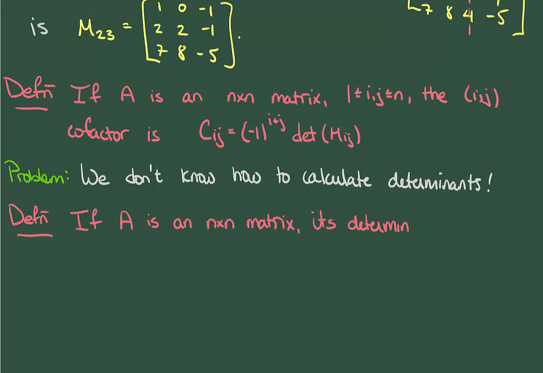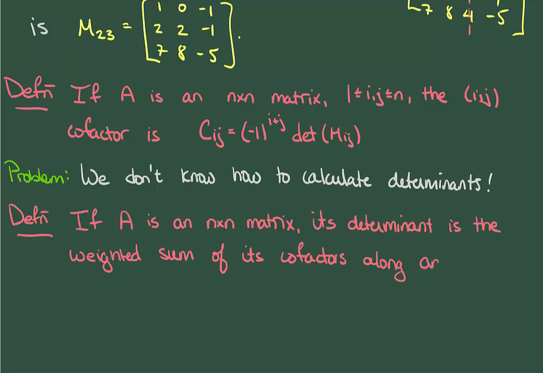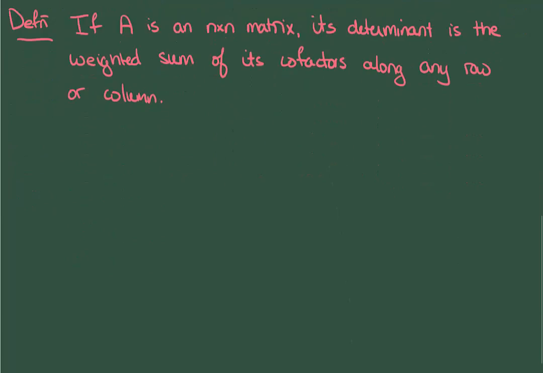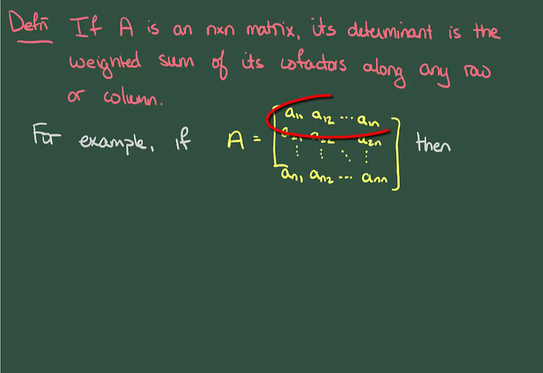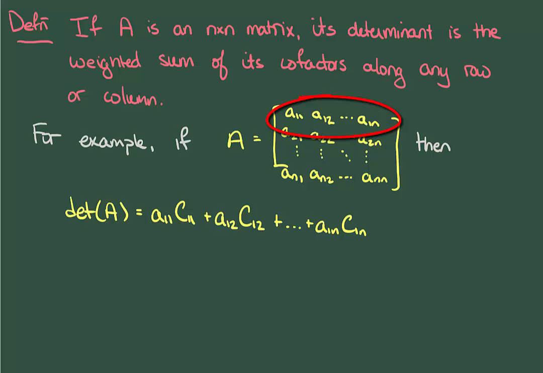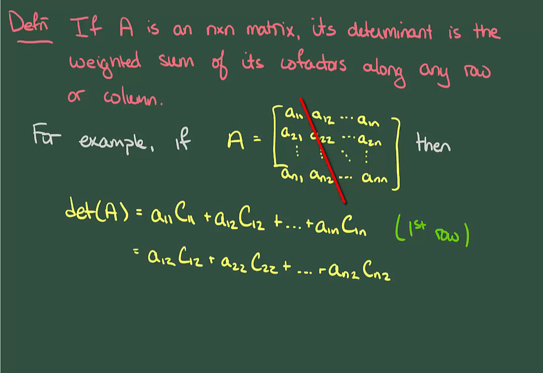If A is an n-by-n matrix, then its determinant is the weighted sum of its cofactors along any row or column. Okay, so let me show you what I mean by this. So suppose we have our big generic matrix like so. Let's say we take a look at the weighted sum over the first row. So we're going to multiply the ij cofactor by the ij element of the matrix, and then add them all together. So over the first row, that's what this is. And if we instead did it over the second column, we still weight the ij cofactor by the ij element of the matrix, and in that case we would get this.